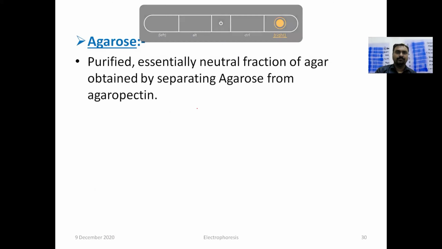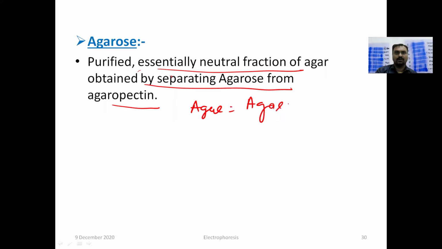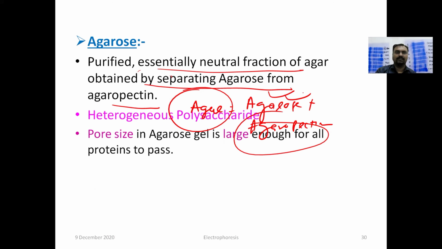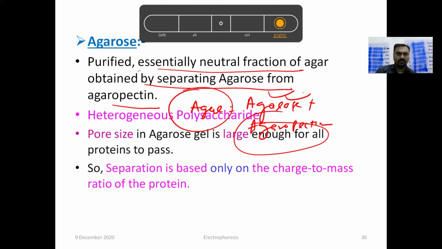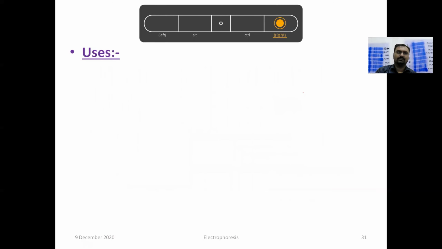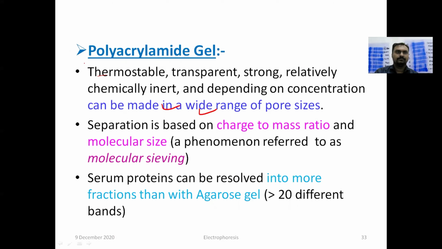Then agarose. As we know, agarose is the purified, essentially neutral fraction of agar, obtained by separating agarose from agaropectin. Okay. So agar is equal to agarose plus agaropectin. So agar minus agaropectin will be our agarose. It is a heterogeneous polysaccharide. Pore size in agarose gel is large enough for all the proteins to pass. Okay, but it takes a little bit higher time, like 90 minutes. Relatively good, it can separate proteins, nucleic acids, RNA, DNA, isoenzymes, and lipoproteins.